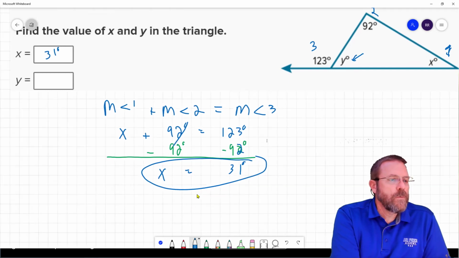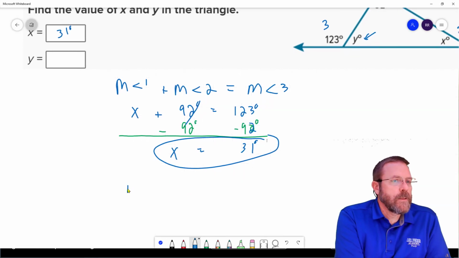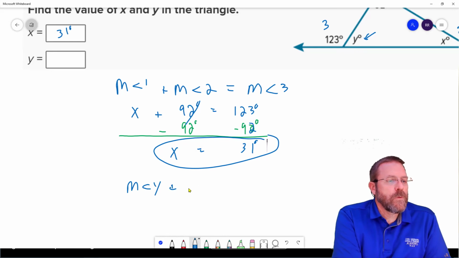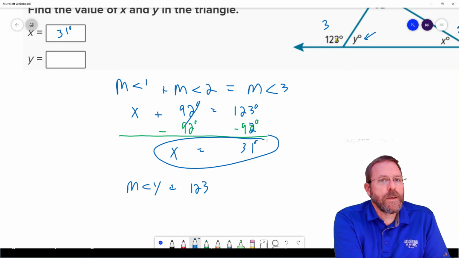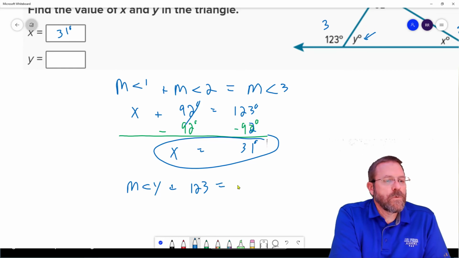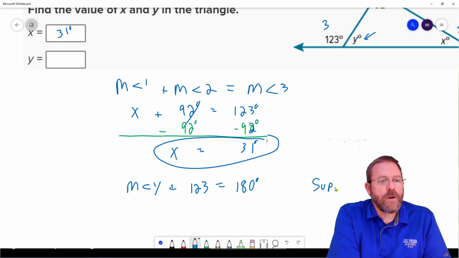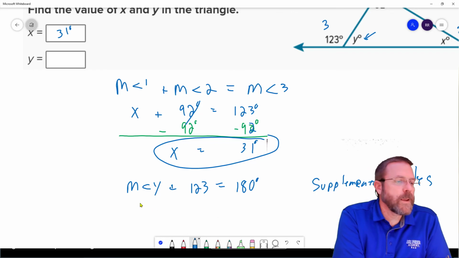We know that when we combine the measure of angle y plus the 123 degrees that's for this angle right here, that is going to equal 180 degrees. We do that because they are supplementary angles, okay? So I'm going to write that down, supplementary angles. Yeah, my handwriting is terrible on this pad.